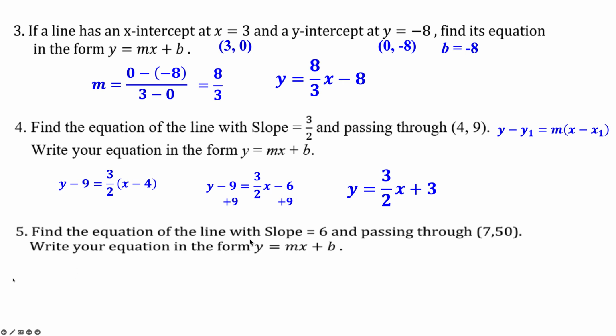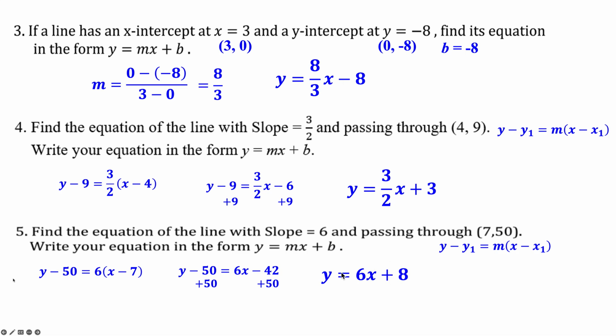Number 5, find the equation of the line with slope 6 that passes through 7, 50. Again, same situation up here. Using point slope form, we're going to have y minus 50 equals 6 times x minus 7. Solve this for y. We'll distribute the 6 to get 6x minus 42, we'll add over the 50 to get 6x plus 8 is equal to our y. There's my equation, y equals mx plus b form.